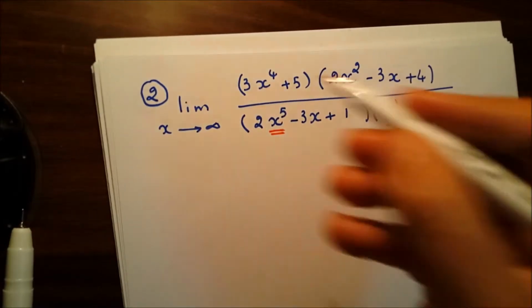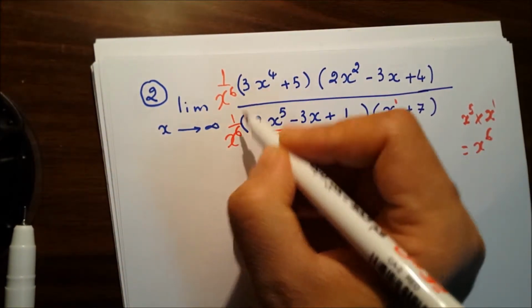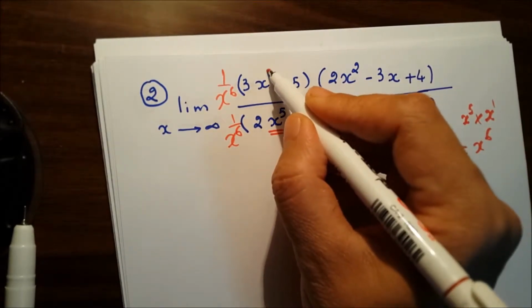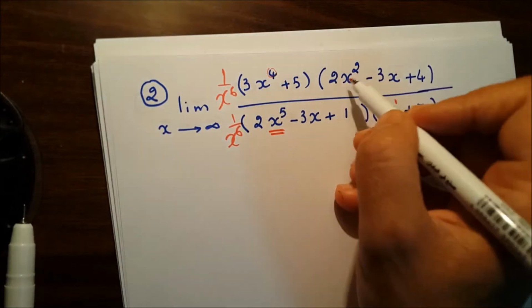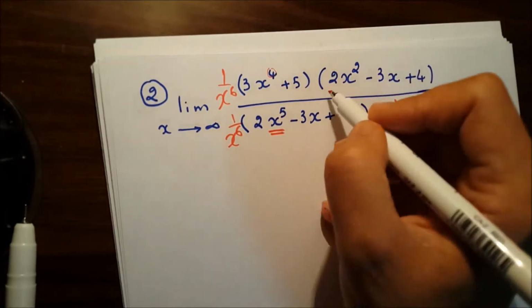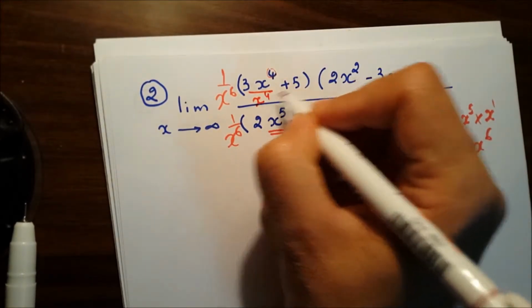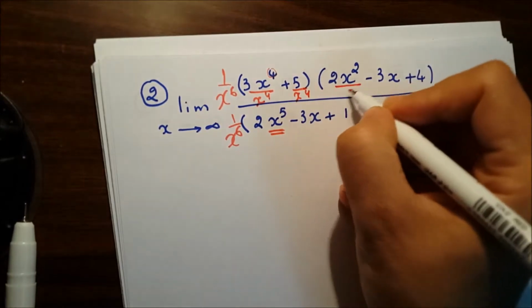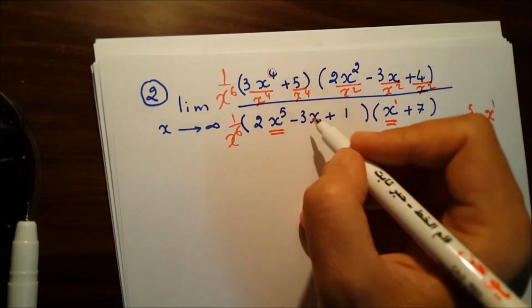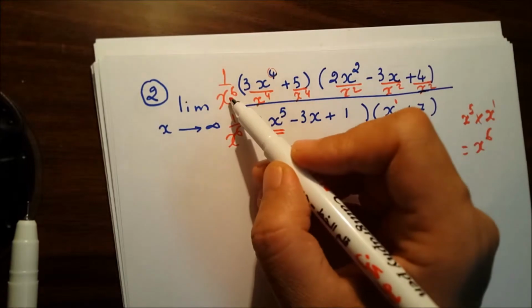Now you're going to divide each term of the numerator and denominator by x to the power 6. We need to distribute this x to the power 6 among the two factors. The first factor here has power of 4, so it takes power of 4. The second factor here has power 2 as the highest power, so it takes power 2. So here we're going to divide by x to the power 4, and here x to the power 4, and here x squared, and here x squared, and here x squared. Same thing for the denominator. Now x to the power 4 times x squared to be x to the power 6.